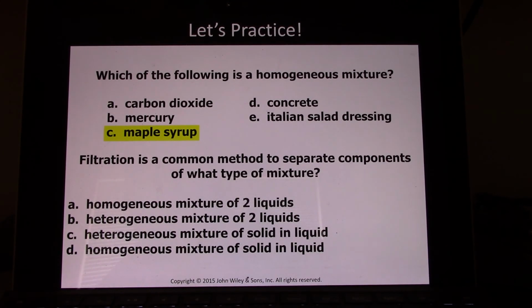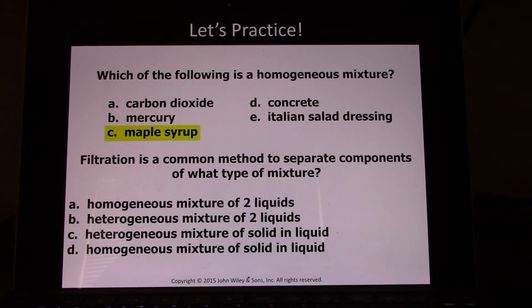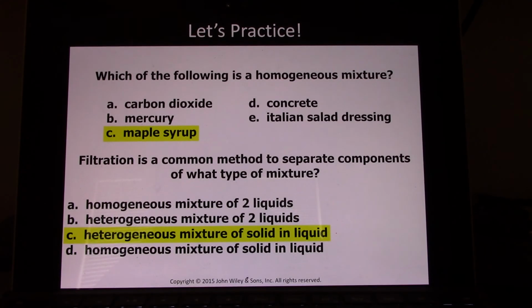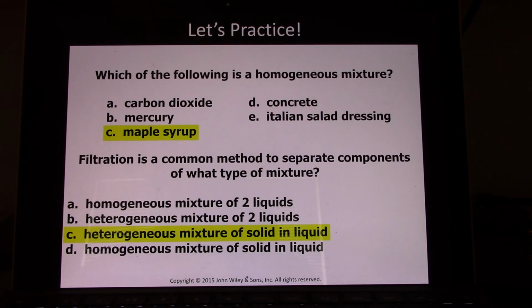Filtration is a common method to separate what type of mixture? If we filter something, like let's say we're making coffee, the filter will catch the solid and let the liquid go through. So it's especially useful with a heterogeneous mixture of solid in a liquid, because it'll catch the solid and drain off the liquid. And that is the end of chapter 1.